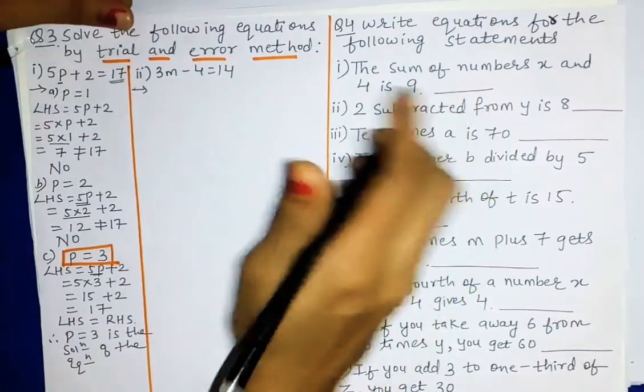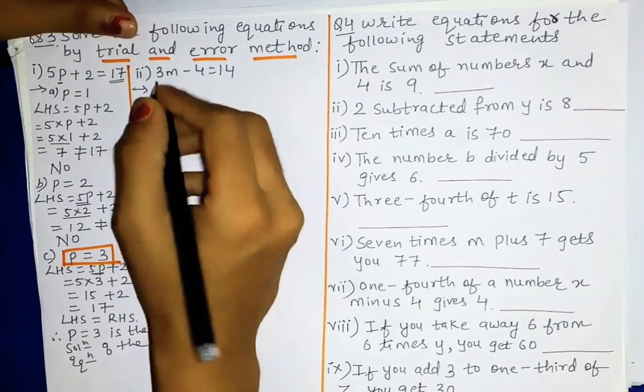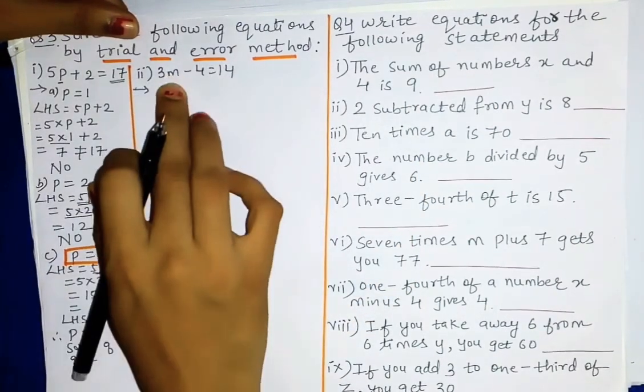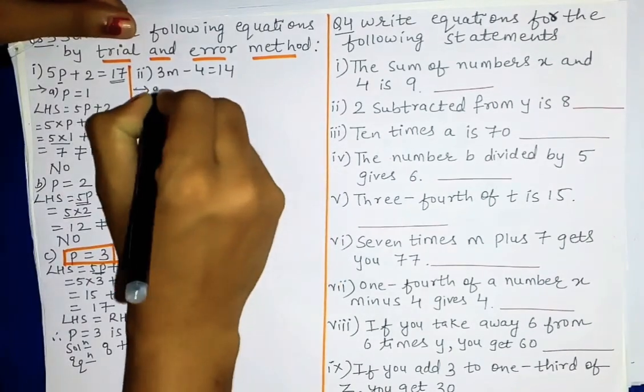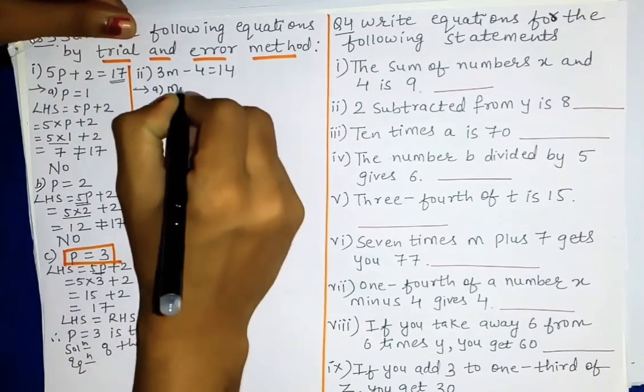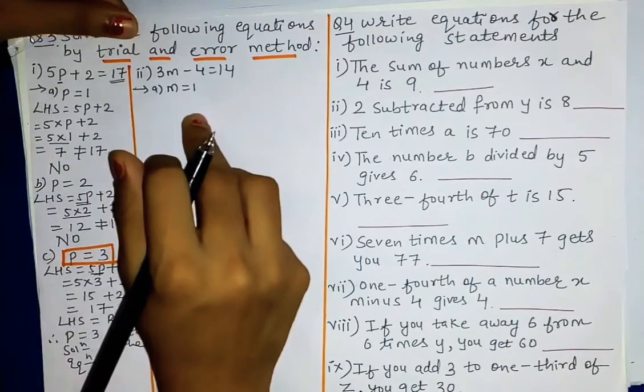So let us start. Here again I have to take different values of m. Now the variable is m. So again I'm starting with m equal to 1. You can start with 0 also.